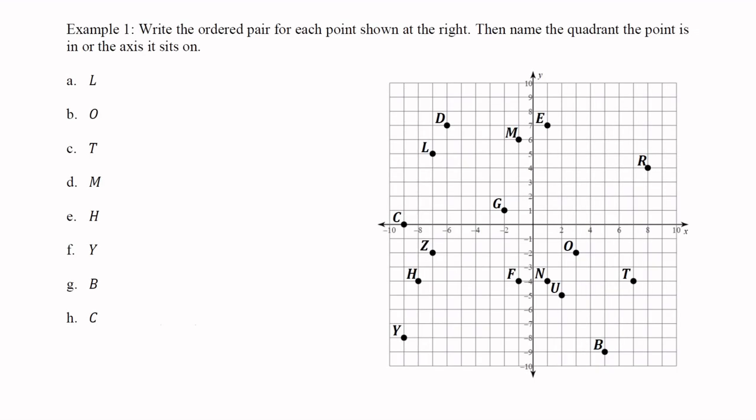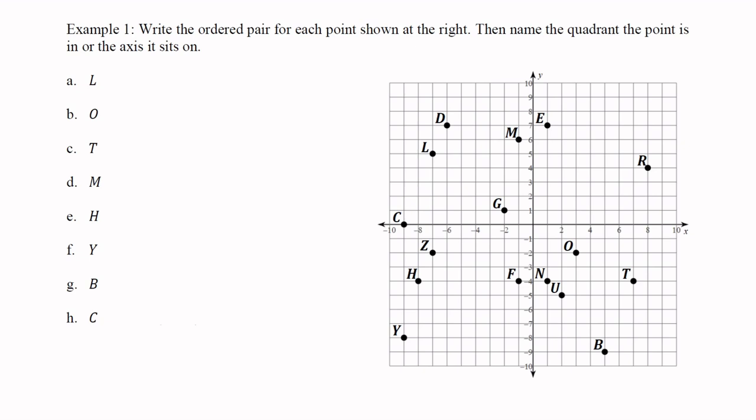So let's work through an example of this. We're going to write the ordered pair for each point shown here. Then name the quadrant that the point is in, or the axis that it sits on. So let's start with L. Take a second and look for L.